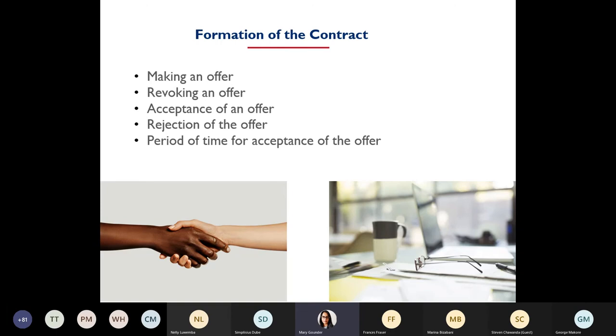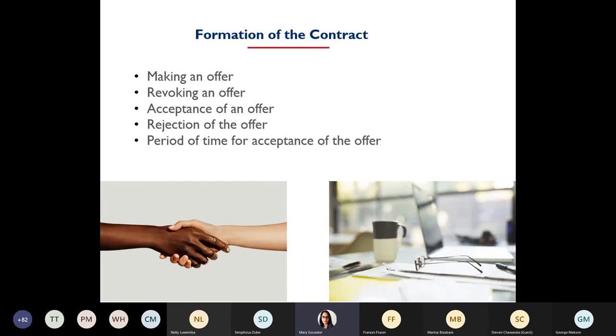So if you want to take up that offer, you would have to take it up within those 7 days. Now, the most important part about this formation of the contract and making the offer is knowing the product that you're selling, knowing the quantity that you want to sell and knowing the price at which you want to sell it at.